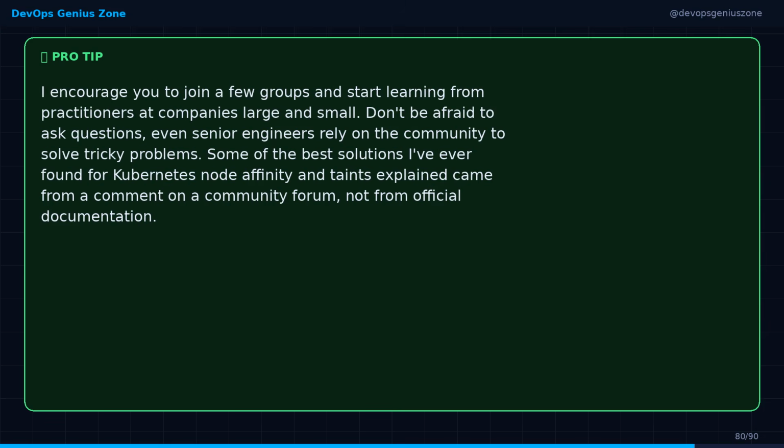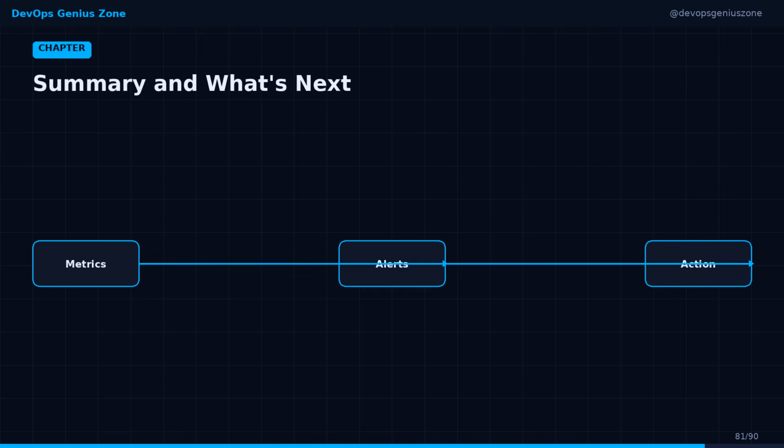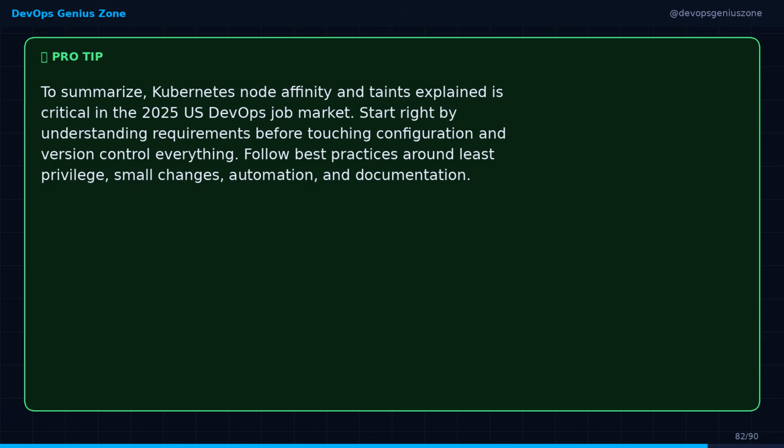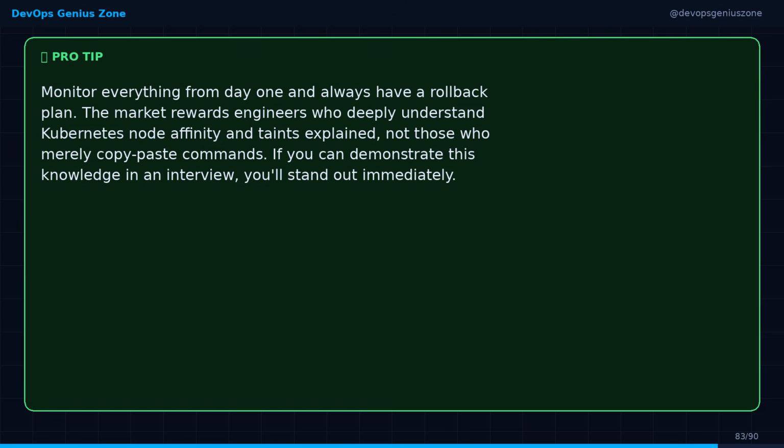The community around Kubernetes node affinity and taints explained is one of the most active in tech. There are dedicated Slack workspaces, Discord servers, local meetups, and global conferences like KubeCon, re:Invent, and HashiConf. The DevOps community in the US is incredibly welcoming and always willing to help newcomers. I encourage you to join a few groups and start learning from practitioners at companies large and small. Don't be afraid to ask questions, even senior engineers rely on the community to solve tricky problems. Some of the best solutions I've ever found for Kubernetes node affinity and taints explained came from a comment on a community forum, not from official documentation.